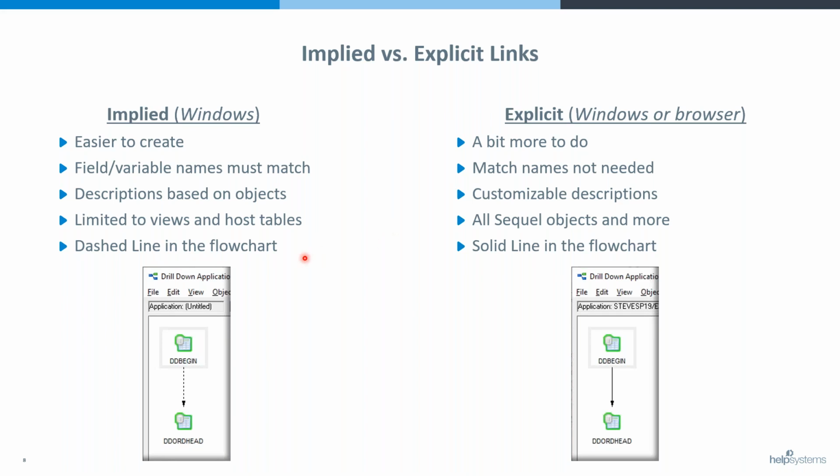In the flow chart of the designer, you'll see that it's an implied link when you see a dashed line with an arrow pointing versus the solid line. And again, we're going to see the dashed lines, but we're going to be building the explicit links so we get the ability to browser deploy and to customize.